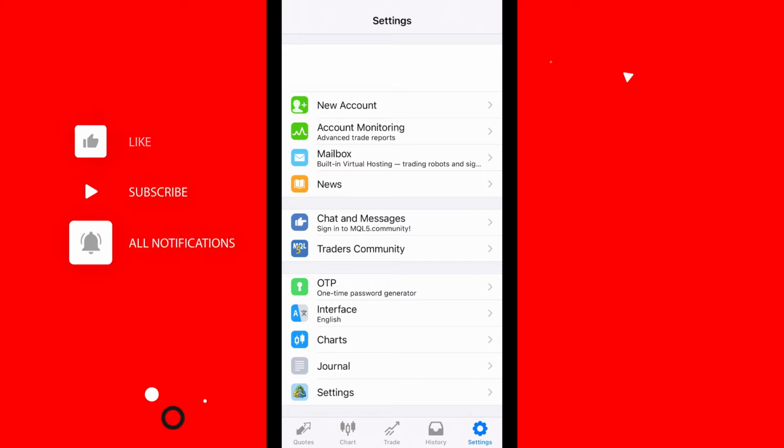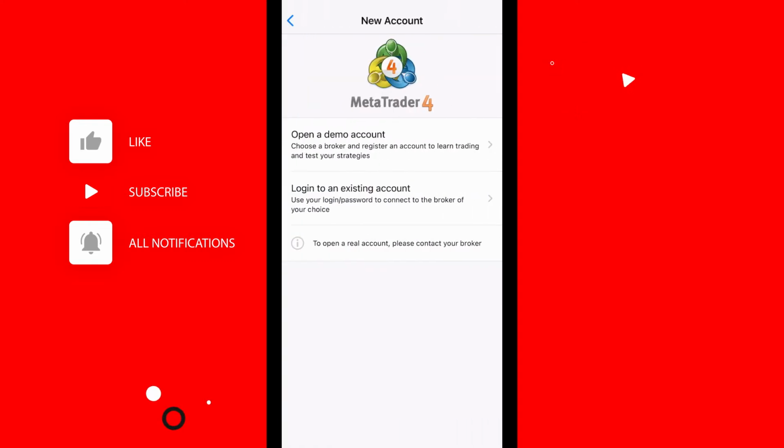So again, you want to go download Metatrader 4. Once you download it, you're going to click this little gearbox right here on the bottom, and it's going to come to this page right here. And you want to click on New Account, okay? You click on New Account.